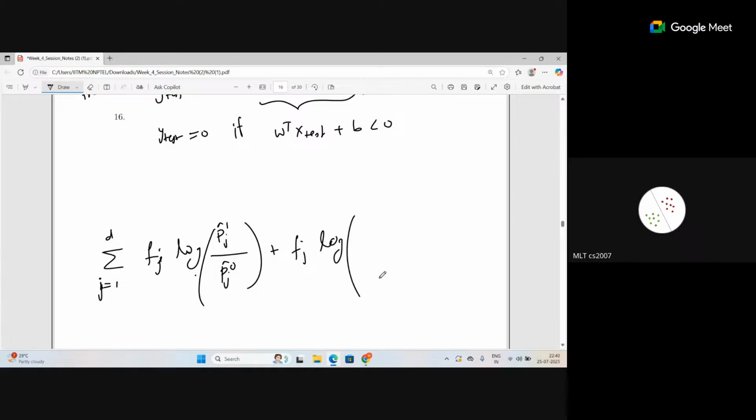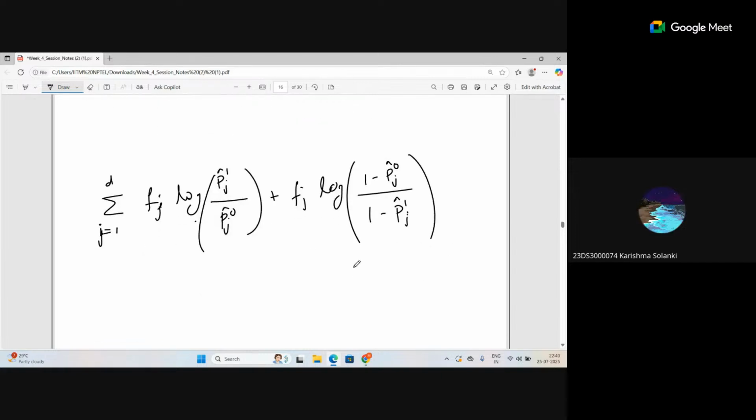What will happen then here? Log of 1 minus pj, p hat j 0, and pj, only p hat j 1. And what is remaining now? Plus 1 minus fj, this part. This part was there in the log, because we have that constant part also, right? Minus pj 0, sorry, here it is 1. 1 minus pj 1, 0.